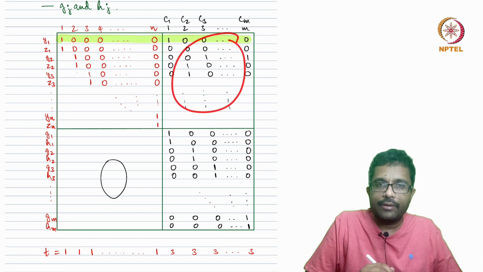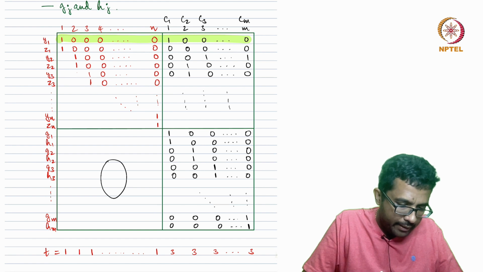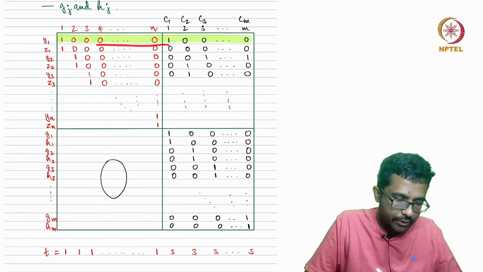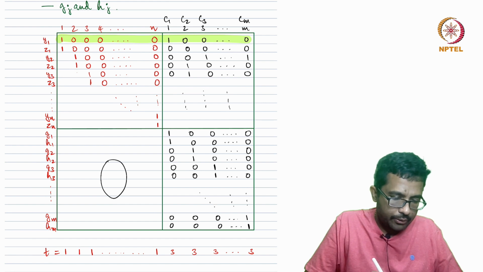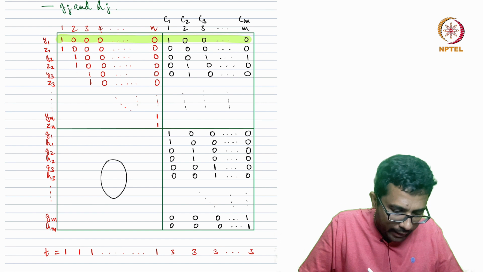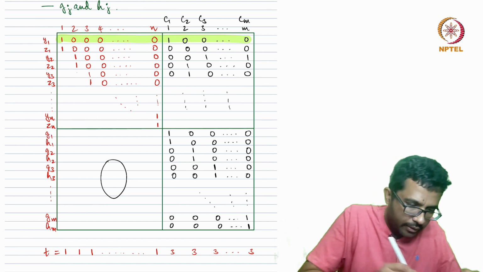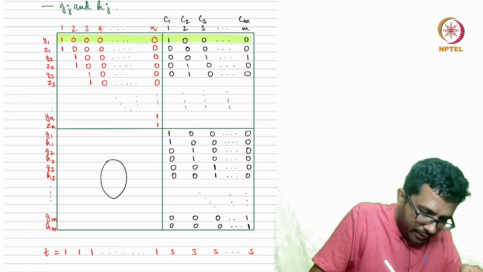This is where they will differ. In this part, y1 and z1 have a 1 under 1 and the rest zeros. y2, z2 have a 1 under 2 and the rest zeros. y3 and z3 have a 1 under 3 and the rest zeros, right? And so on until yn and zn.